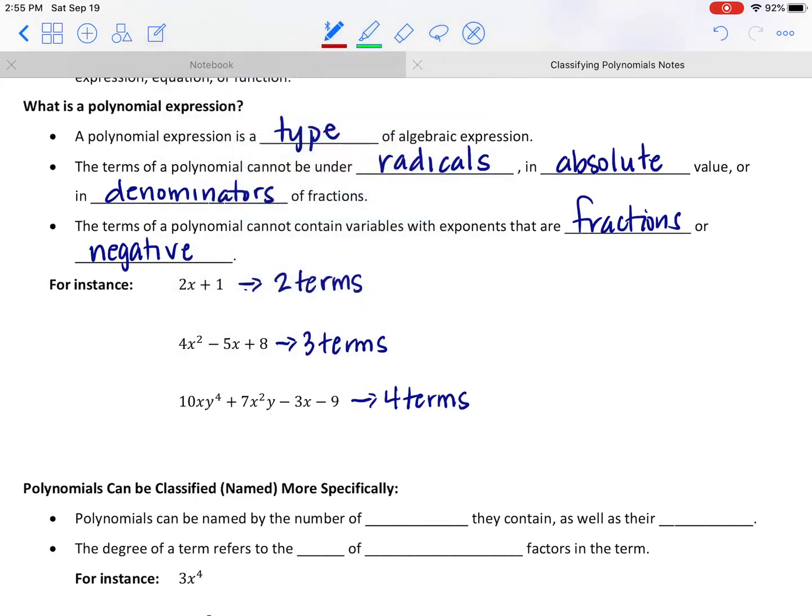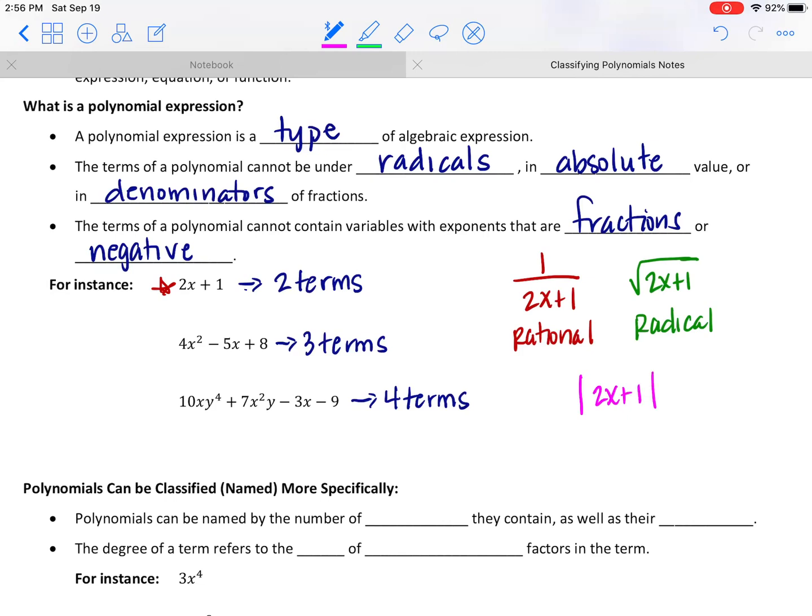So just for an example, so you can see, this 2x plus 1 is a polynomial. If I made it 1 over 2x plus 1, it's no longer a polynomial. It's what we would call a rational expression. If I took the 2x plus 1 and I put it under a radical, even though the 2x plus 1 is in there, because it's under a radical, we would call it a radical expression. It's no longer a polynomial. Or if I took the 2x plus 1 and I put it in an absolute value, so absolute value of 2x plus 1.